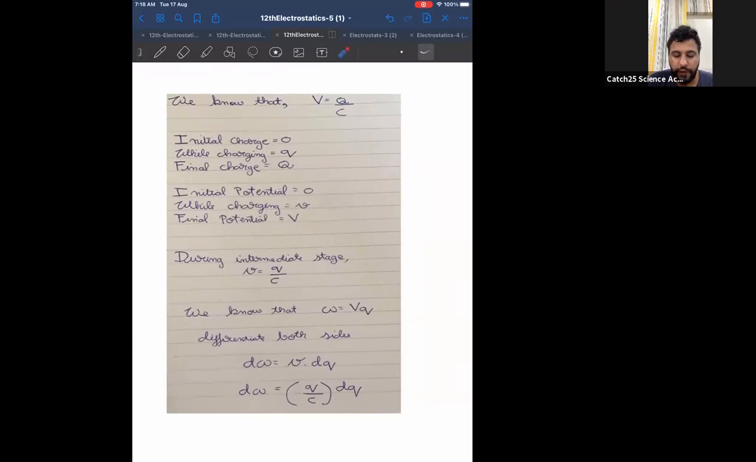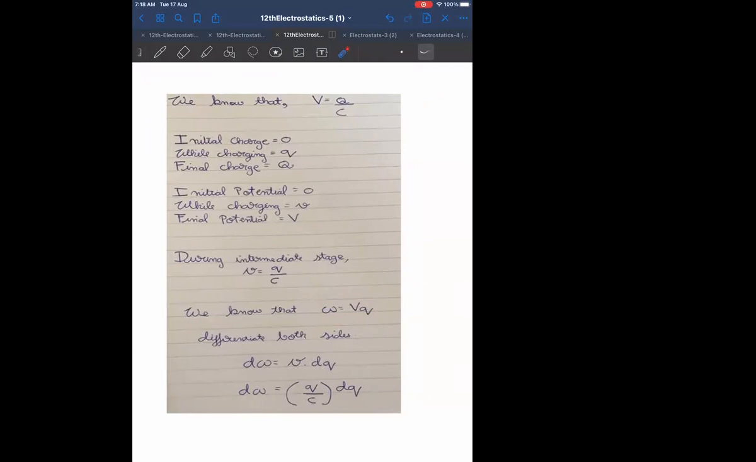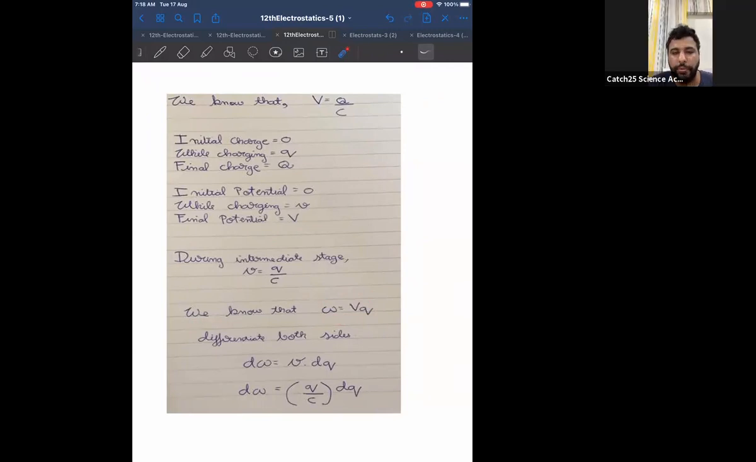Look at the screen. We know the formula W is equal to VQ. From where do we know this formula? W is equal to VQ? Yes, from our formula table, correct? From our formula table, V is equal to W by Q or W is equal to VQ.